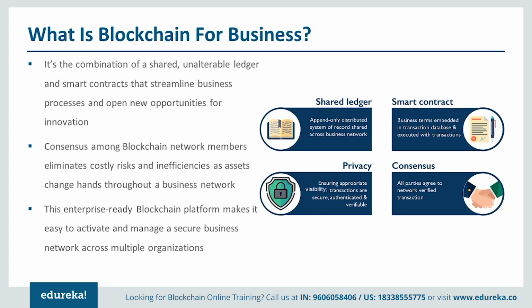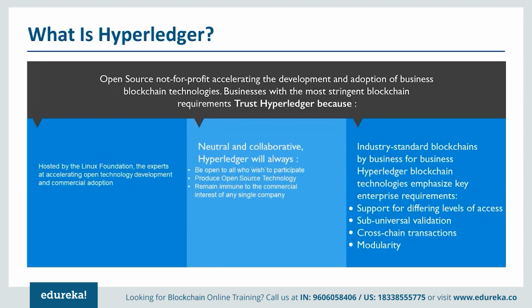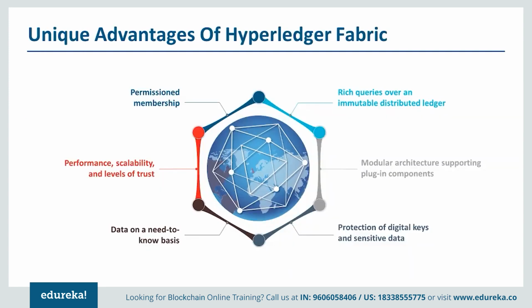Now, what is Hyperledger? Hyperledger is a product coming from the Linux Foundation. Linux Foundation is one of the biggest bodies in the world which promotes open source products, and Hyperledger is one of their projects for creating a permissioned or private blockchain. It is hosted by the Linux Foundation, the experts at accelerating open technology development and commercial adoption. It is neutral and collaborative. So anyone can become a member of the Hyperledger consortium and start to contribute to the network. It gives you industry standard blockchains by business for business. Hyperledger blockchain technologies emphasize supporting different levels of access, universal validation, cross-chain transaction, and modularity. The unique advantages of Hyperledger Fabric are as follows.